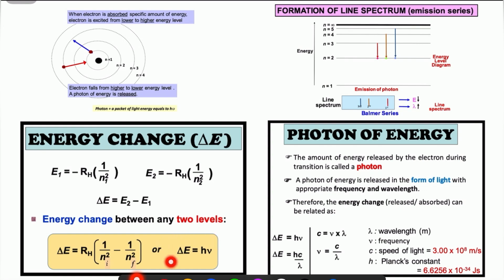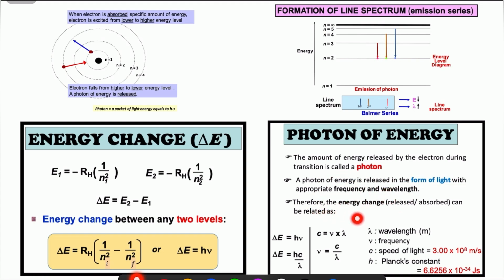But when you use this formula, it is always positive. Delta E equal to h nu, or delta E equal to hc over lambda, is always positive. The amount of energy released by the electron during the transition is called a photon. As I told you before, when an electron makes a transition from the higher to the lower energy level, it will release energy in the form of a photon. A photon is light. A photon of energy is released in the form of light with the appropriate frequency and wavelength. It has frequency and wavelength.